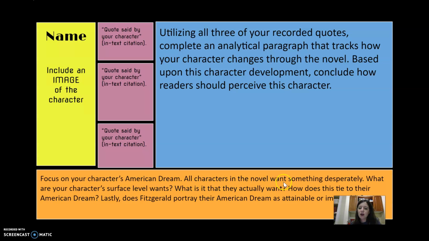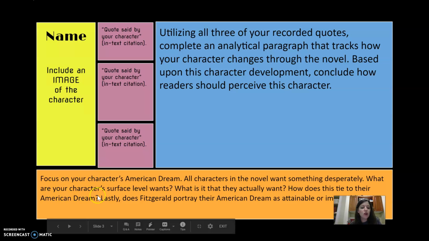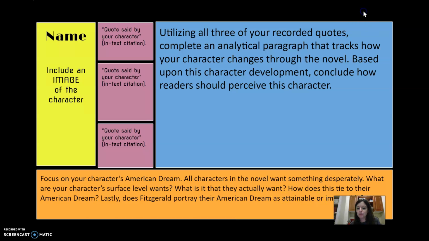All characters in the novel want something desperately. It's definitely true. What are your character's surface level wants? What is it that they actually want deeper down? How does this tie to their American dream? And lastly, does Fitzgerald portray their American dream as attainable or impossible?